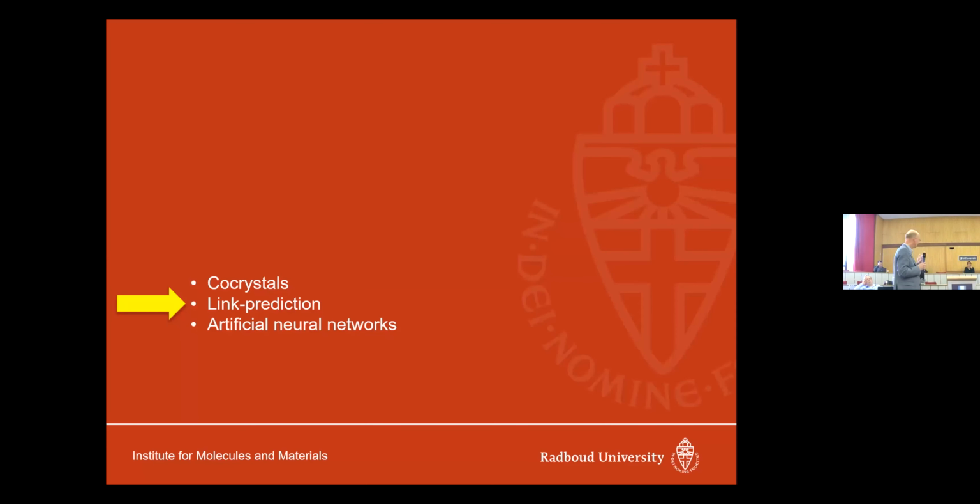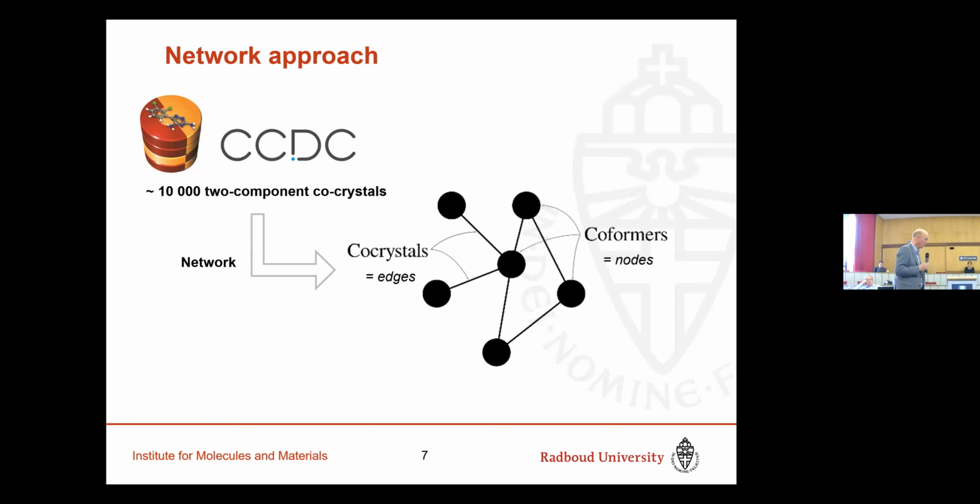So let's start with the network analysis and what is called link prediction. So the 10,000 two-component co-crystals that are part of the CCDC, you can describe as a network in which every co-former, that's the name of one of the two molecules of a binary co-crystal, is a node.